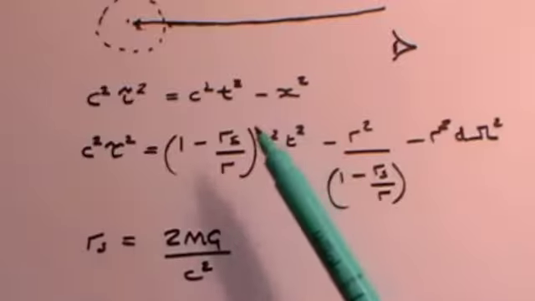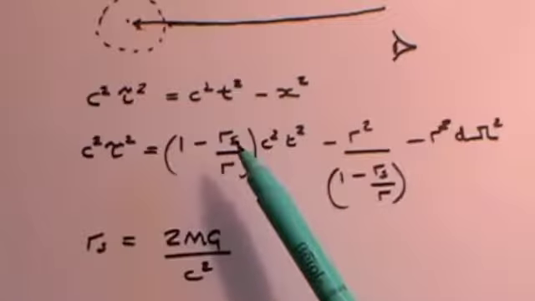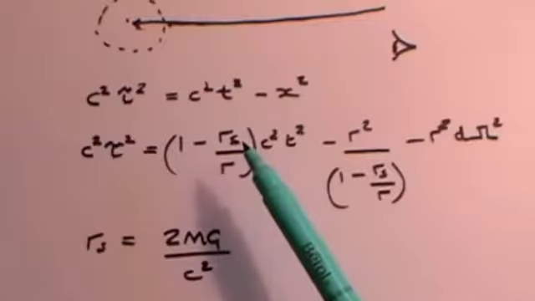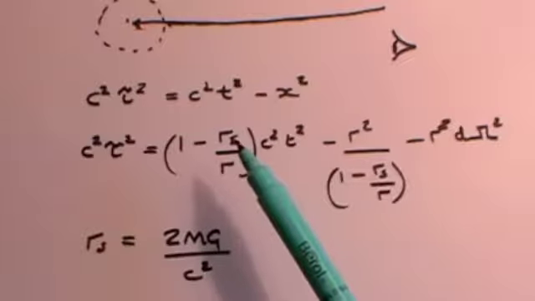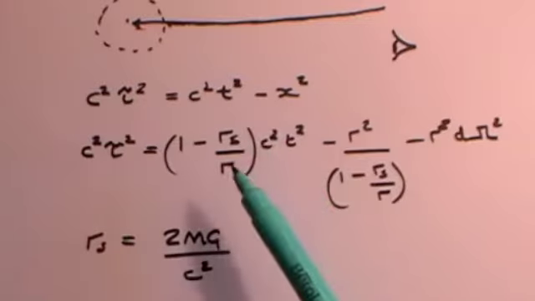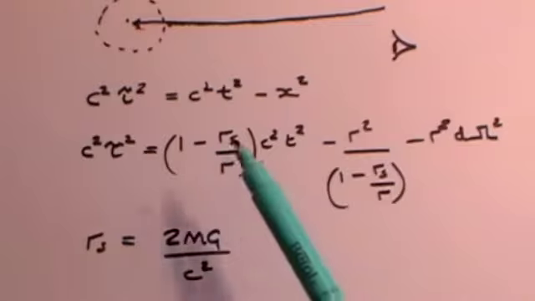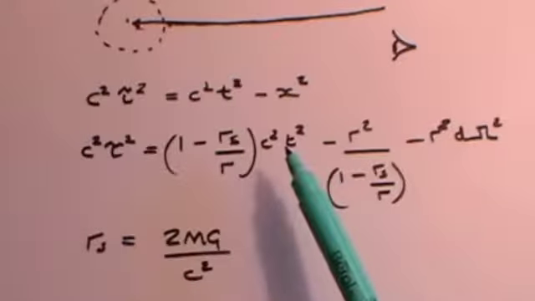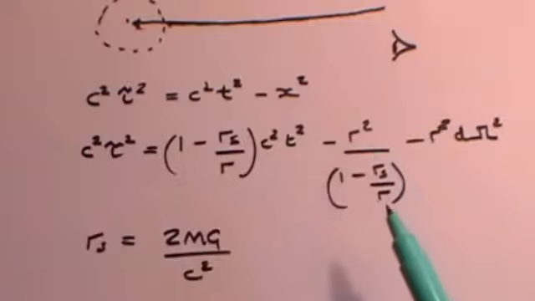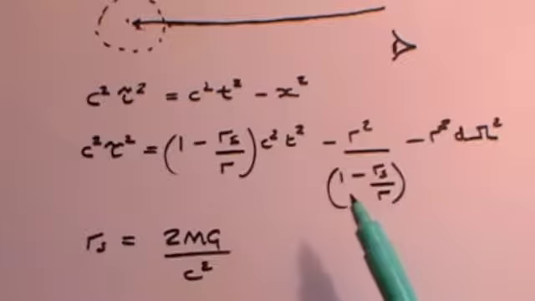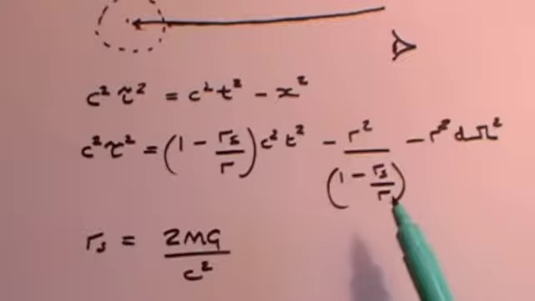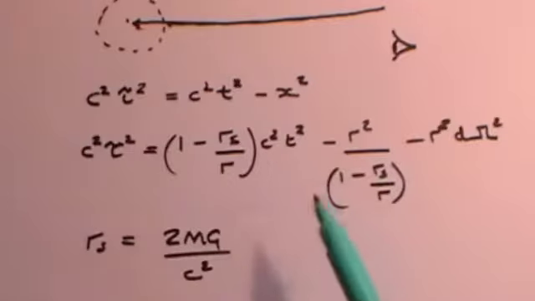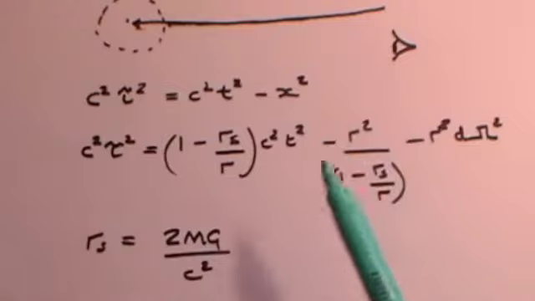But there's also the interesting question of what happens when r is rs, in other words, when you are at the Schwarzschild radius. In those circumstances, rs over r is 1, 1 minus 1 is 0. 0 times c squared t squared is 0, minus r squared over 1 minus rs over r. Well, 1 minus rs over r is 0, because we are at the Schwarzschild radius, so r equals rs. So this term blows up to infinity. And you can forget about that one for these purposes.